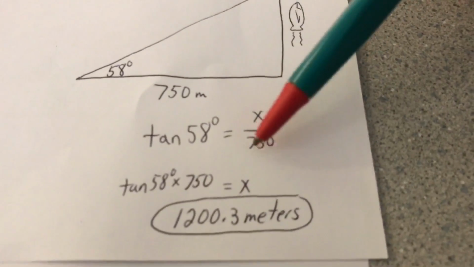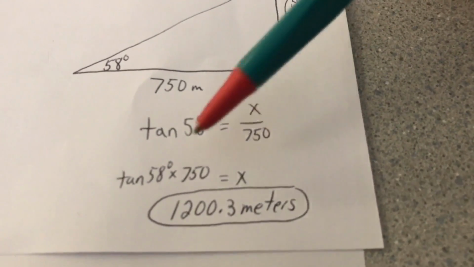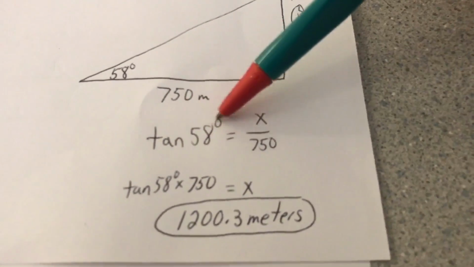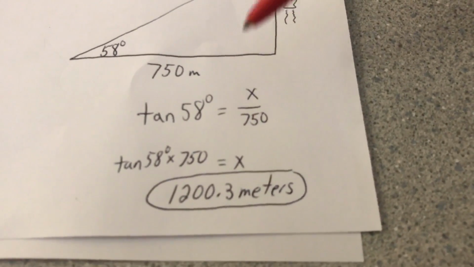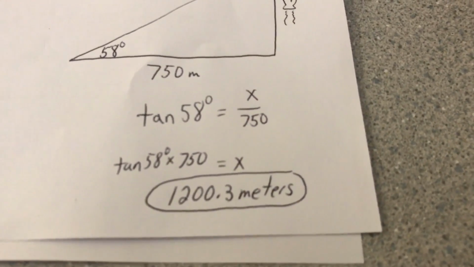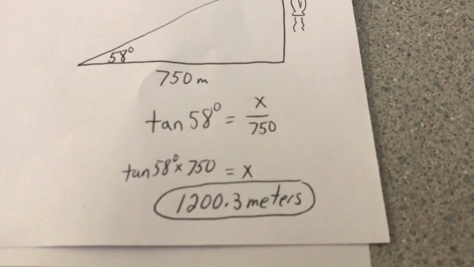Here, to solve for x, all I need to do is multiply both sides by 750. I type in the tan of 58 degrees times 750, and it's about 1,200.3 meters. So 1,200.3 meters is your answer.